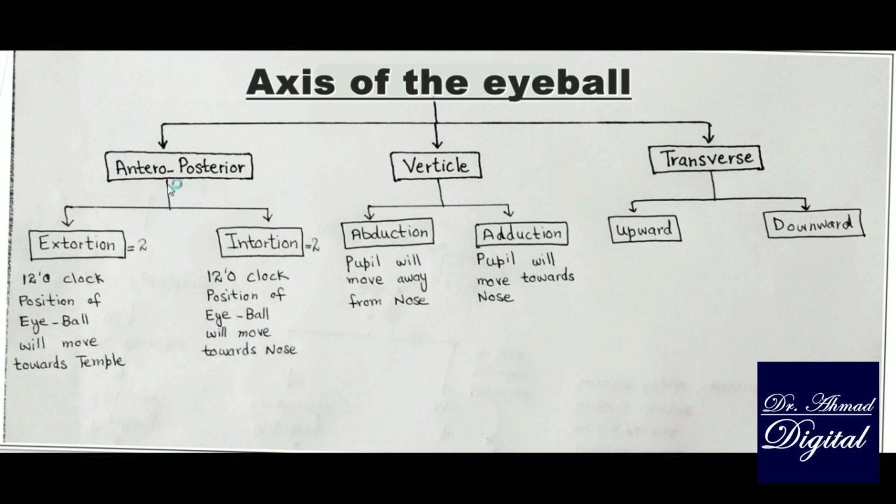On the anterior posterior axis, the eyeball can have 2 rotations. One is called extorsion, the other one is intorsion. Extorsion means the 12 o'clock position of the eyeball will move towards the temple, or away from the nose, and the second rotation is intorsion. Intorsion means the 12 o'clock position of the eyeball will move towards the nose.